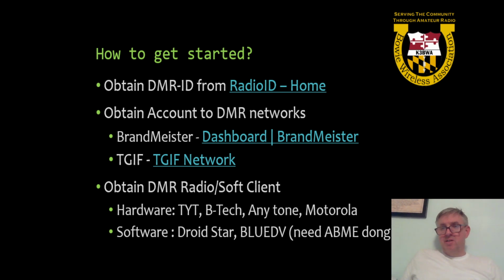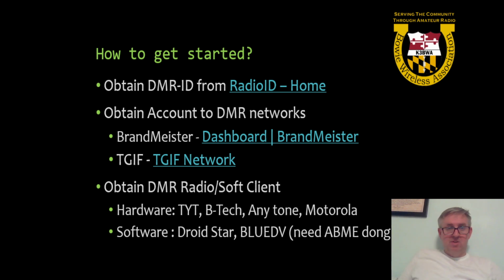And once you have your DMR ID and you created your account on Brandmeister or TGIF, you'll want to obtain a hardware device that supports DMR. And there's a number of radios available, manufacturers. I have the Anytone 878 radio. Others include TYT, BTECH, and Motorola. My recommendation would be to talk to a member of your local amateur radio club. Each of these are available at a variety of different prices. You can get a DMR radio anywhere from $90 to $130. You can also get some that are more expensive, that have more features or maybe would be analog and digital.